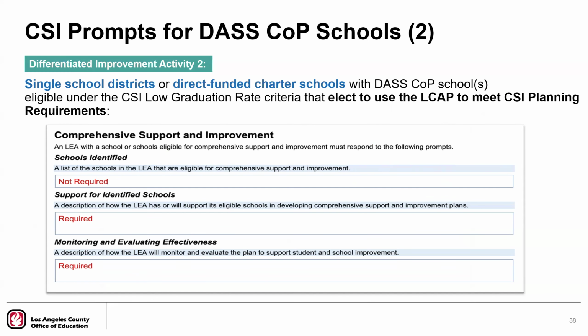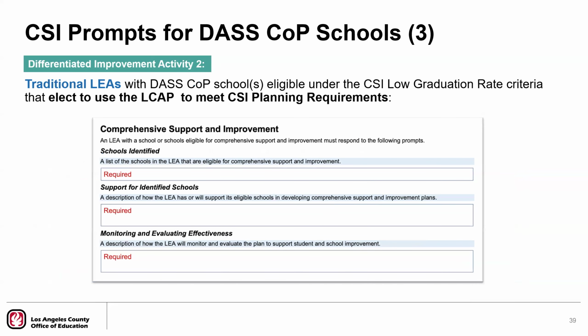The next two slides apply to LEAs that choose to implement differentiated activity number 2. So for single school districts and direct funded charter schools with DOS COP schools eligible under CSI low graduation rate, regardless of the number of students enrolled, if you choose to use the LCAP to meet the CSI planning requirements, you would not need to complete prompt 1 in the CSI section. However, you are still required to complete prompts 2 and 3.